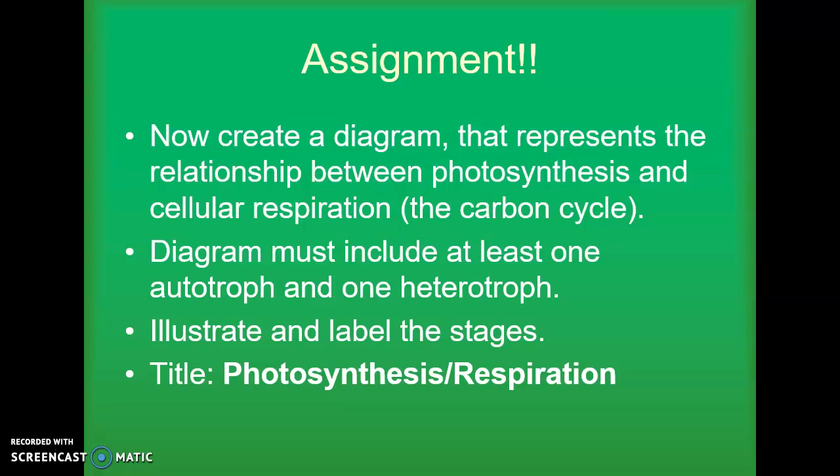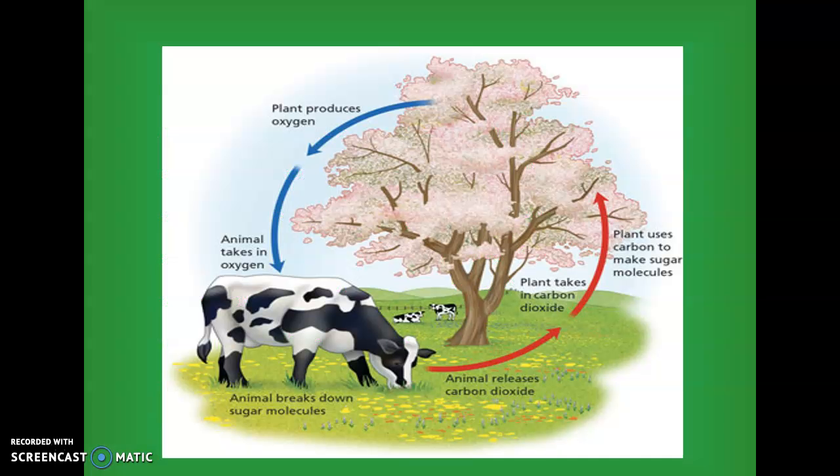Okay, I need you to illustrate and label the processes. So the stages, right? I need to know where photosynthesis is happening, where cellular respiration is happening, and I need to see what is going into the plants and what is going into the animals, right? So this should create kind of a circular picture, sort of like we had here, right? You don't need to copy this exactly, but this is the idea that we're going for, right? This is the carbon cycle, okay?